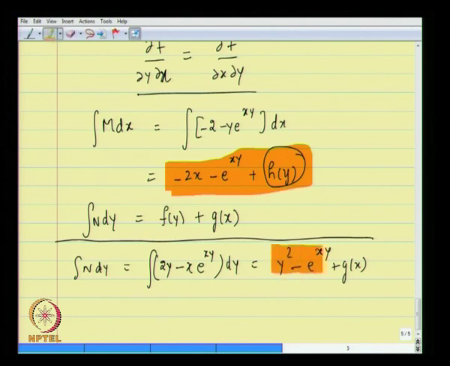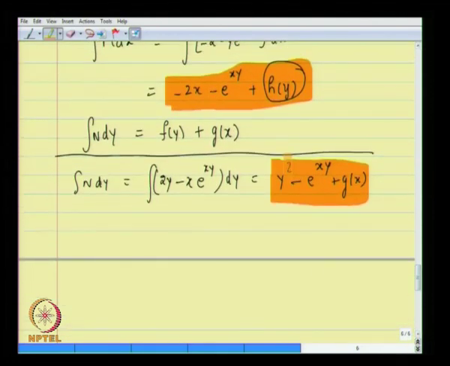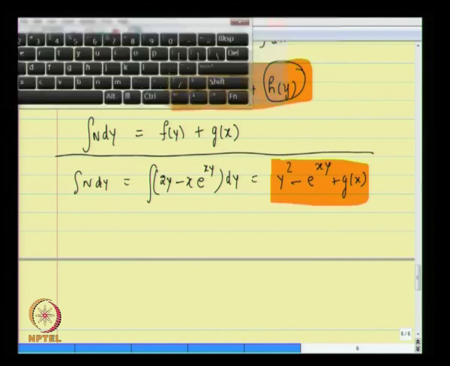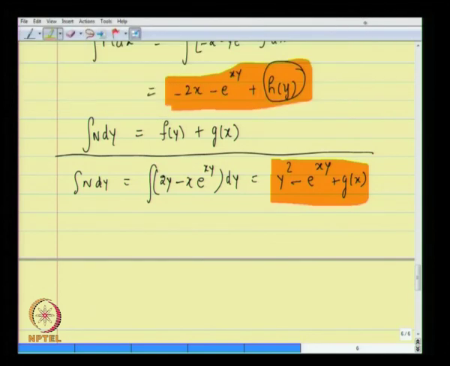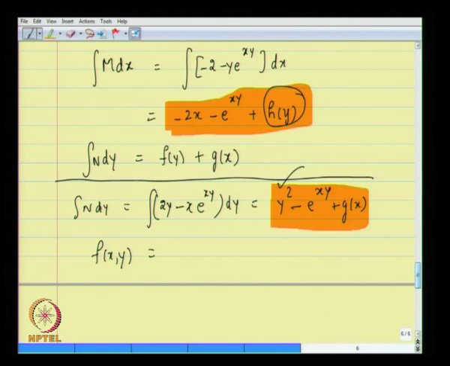And here is the other solution, and the function f of x y is the correct combination of these two such that f of x y satisfies the above equation. So, you can see that there is a y squared here, which is the h of y, and e to the minus x y is common to both of them.